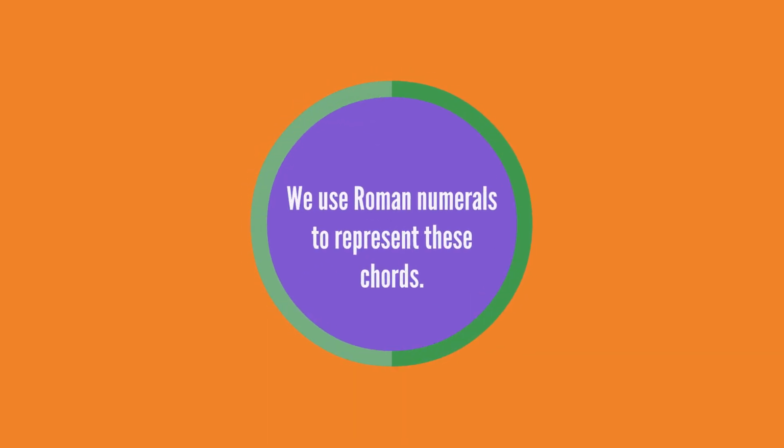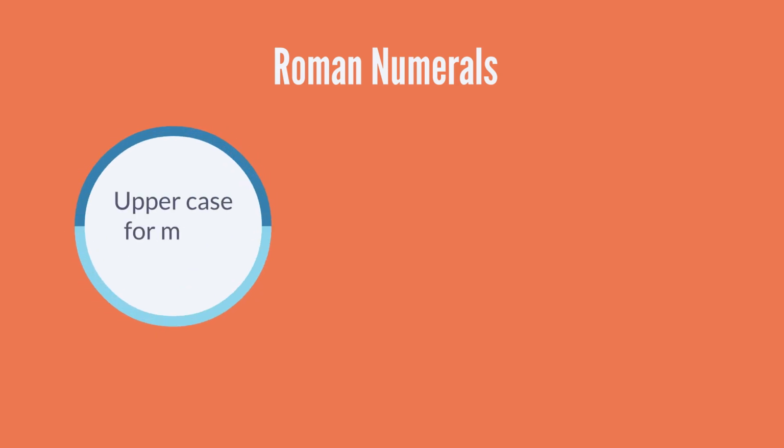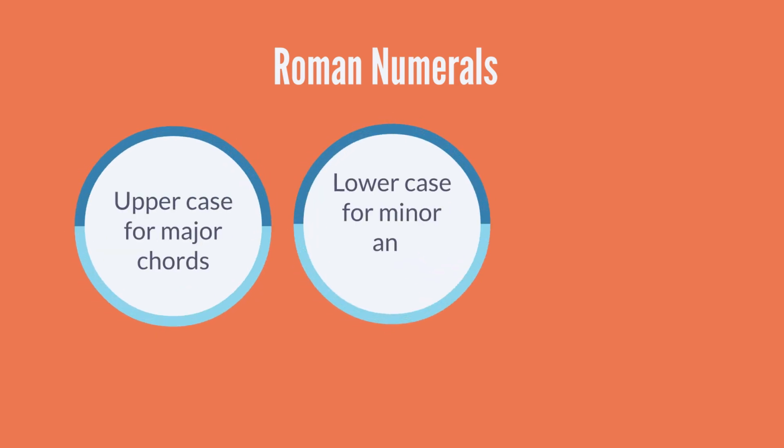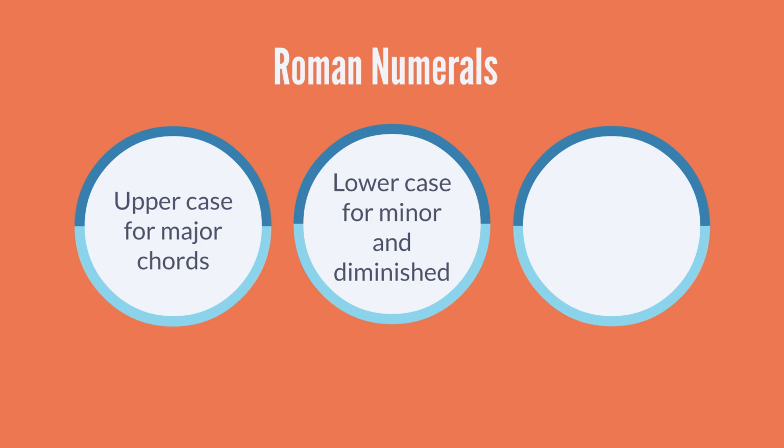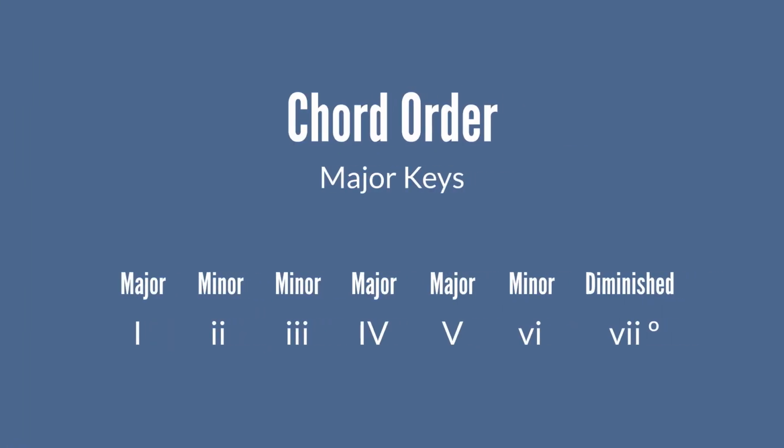We use Roman numerals to represent these chords. Uppercase is for major chords, and lowercase for minor and diminished chords. Sometimes the degree symbol is added to diminished chords for clarity. Here are the Roman numerals for the 7 3-note chords. Each of these 7 chords has its own function.